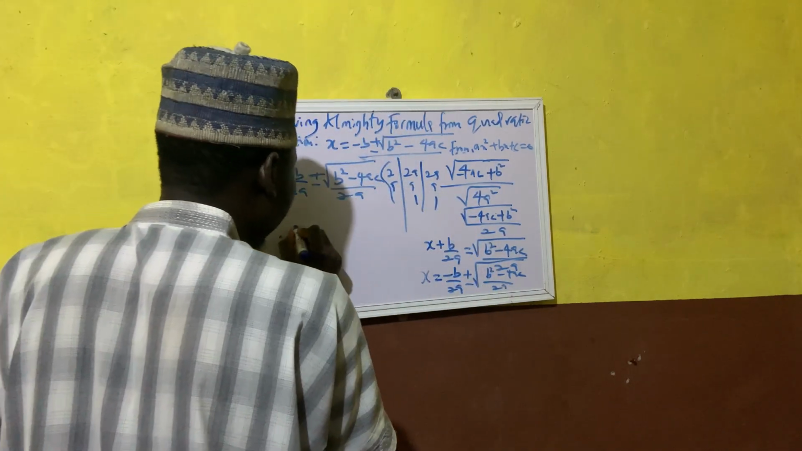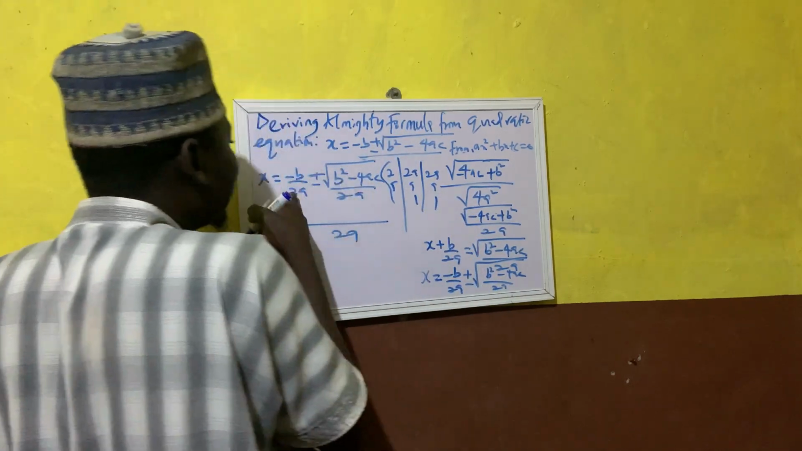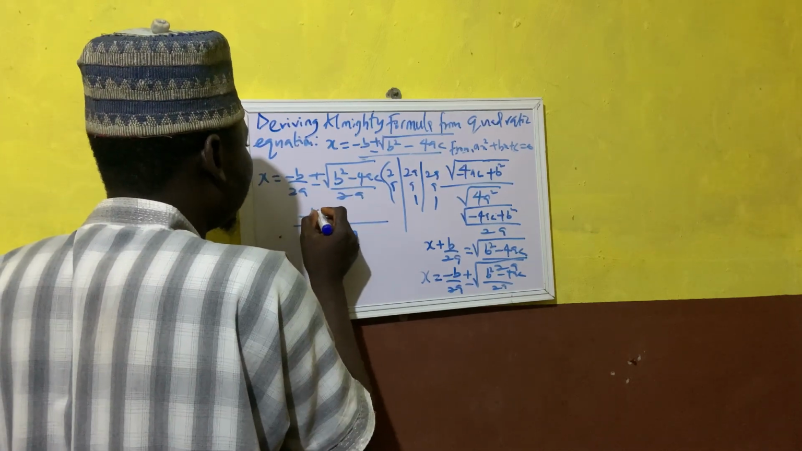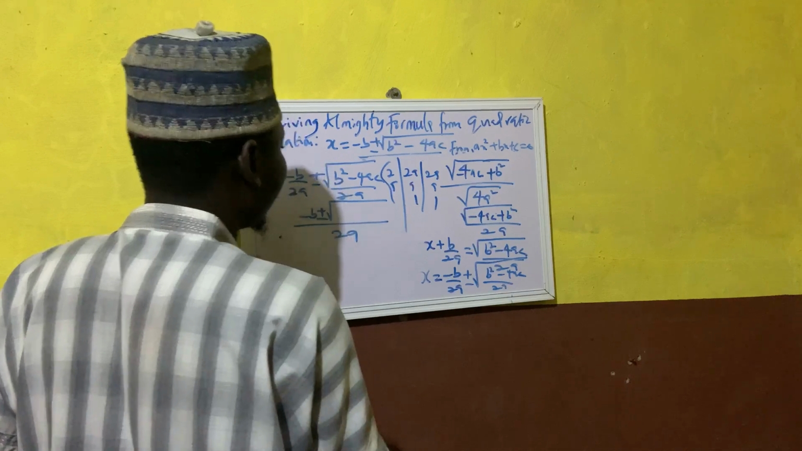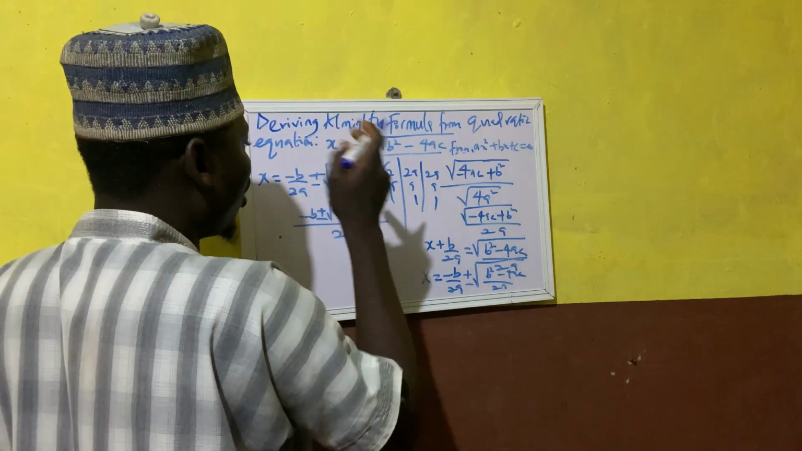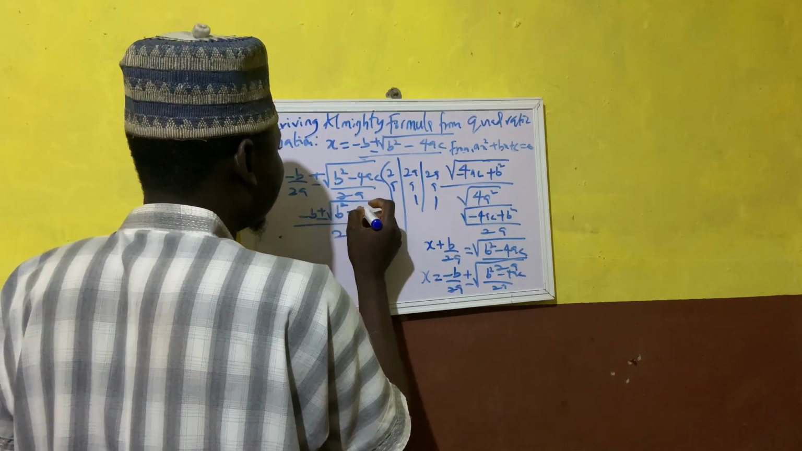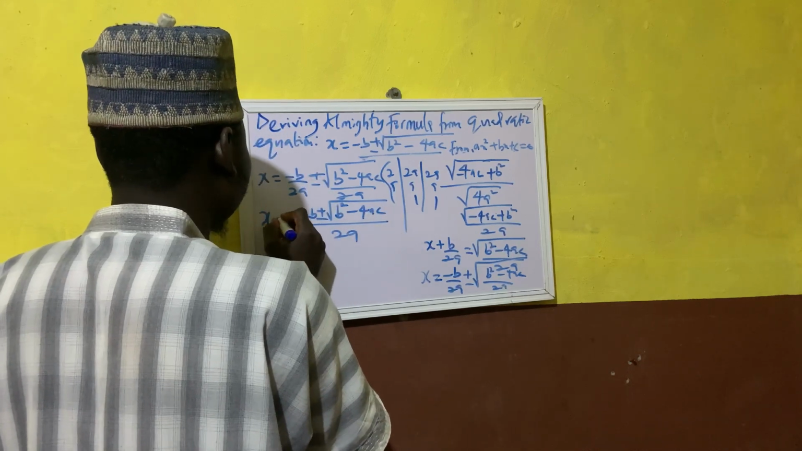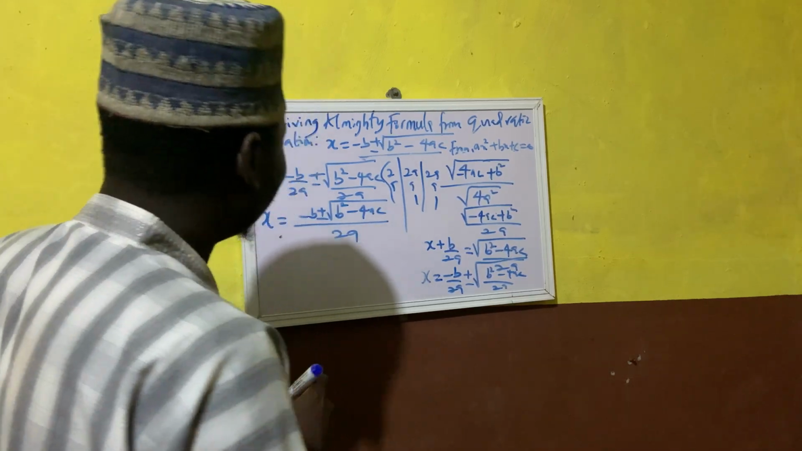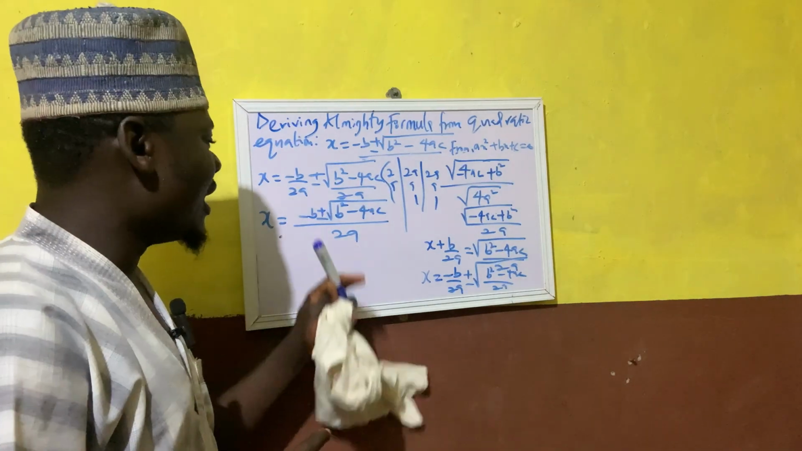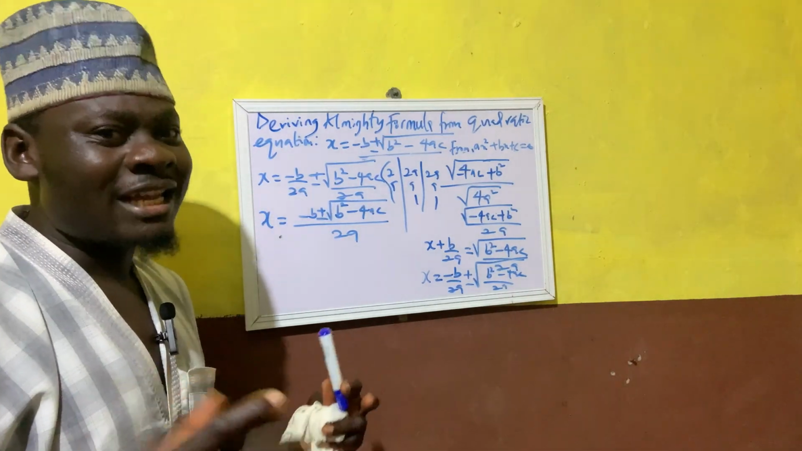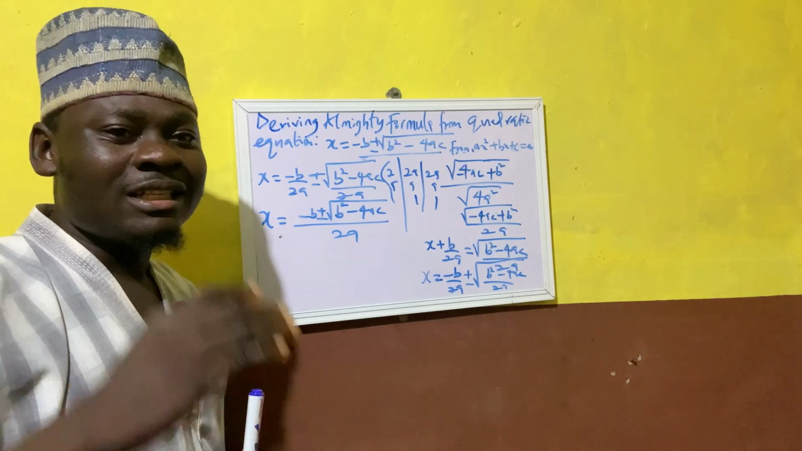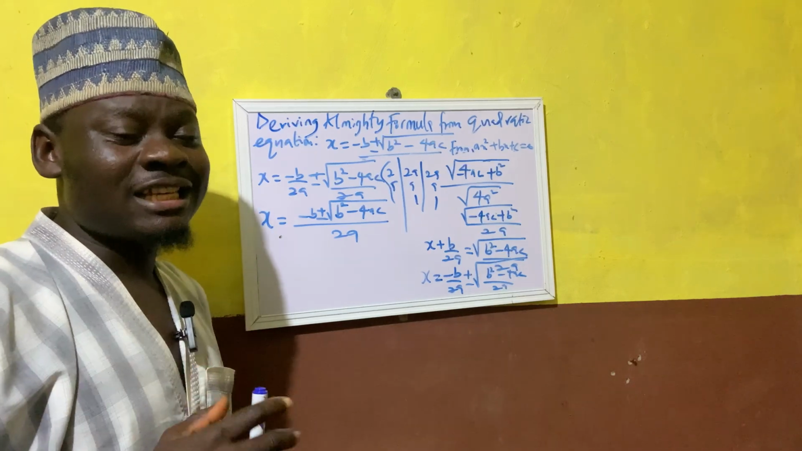So now we can say this upon this. How many times will 2a go in 2a? 1 times minus b. So you have minus b, then your root. How many times does 2a go into 2a? 1. Everything in the root will come back, since it is multiplication. So we have x is equal to minus b plus or minus the root of b squared minus 4ac upon 2a. And that is what we all know as the almighty formula in solving quadratic equations.